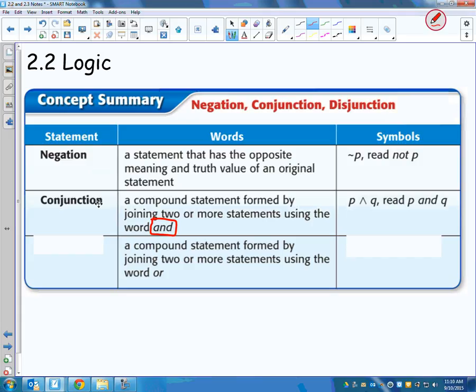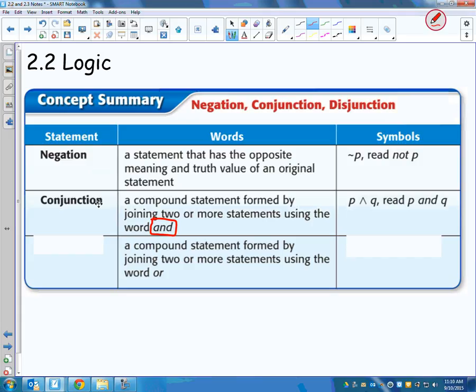It looks like a triangle. I remember that it kind of looks like an A without the middle line, so that's how I remember that it looks like that. For and, P and Q. Aha. See what I did there? No A.